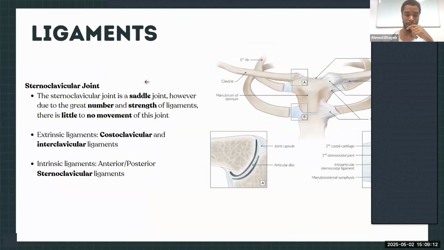The extrinsic ligaments consist of the interclavicular ligament and the costoclavicular ligament, and the intrinsic ligament consists of the anterior and posterior sternoclavicular ligament. By the way, guys, this lecture is very picture-based. So we'll have pictures and slides of everything we said, basically. This is everything I said, but in words.